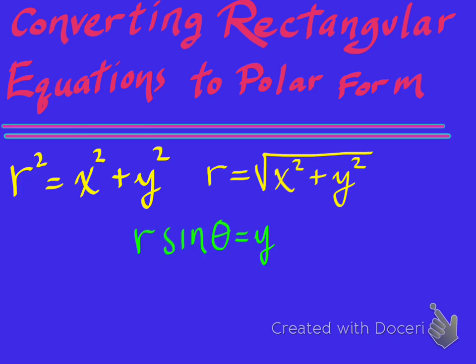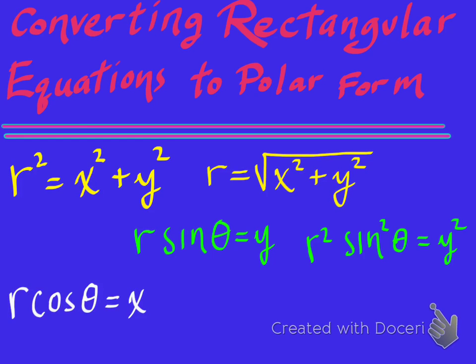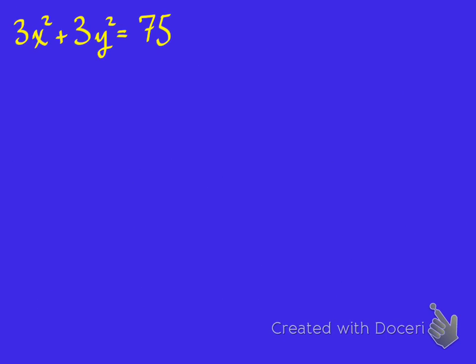We've also got r sine theta equals y, and its variation there, r squared sine squared theta equals y squared. We can do the same thing for x variables there: r cosine theta equals x, and squaring both sides, you get r squared cosine squared theta equals x squared. Okay, all of those are going to come in handy at some point or another. Our examples here will just use the last two that we've got there. All right, so let's take a look at the first example.